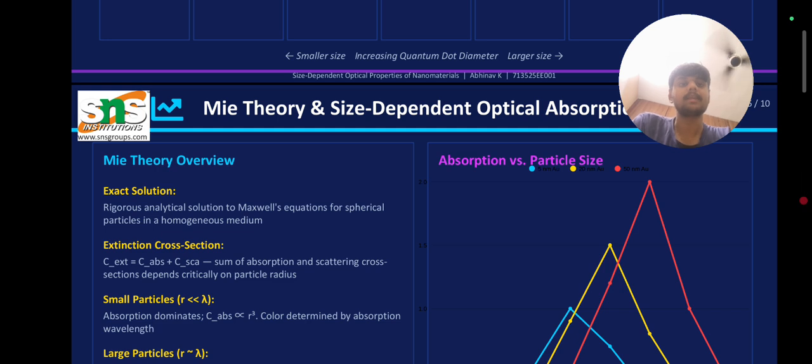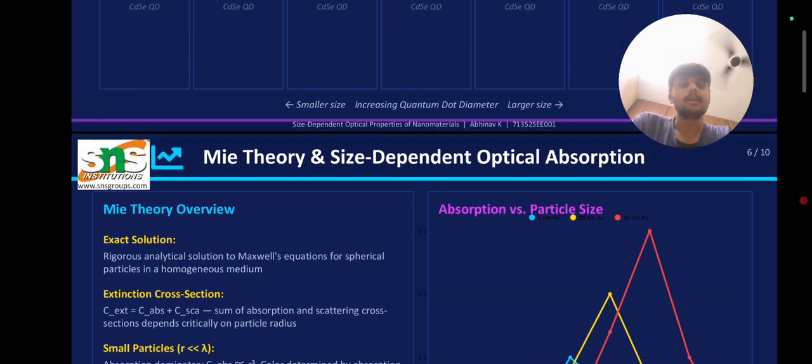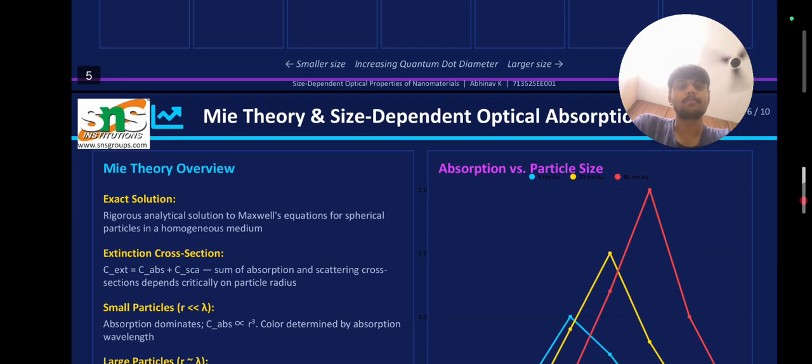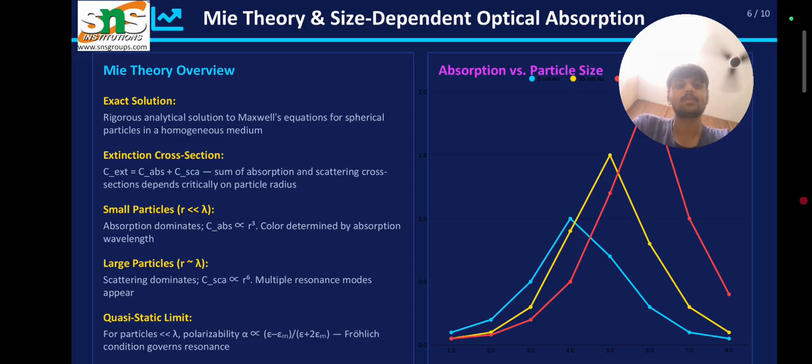Next, Mie theory and size dependent optical absorption. Mie theory overview. Exact solution: the rigorous analytical solution of Maxwell's equations for spherical particles in a homogeneous medium. Next, extinction cross section. C extinction equals C absorption plus C scattering, that is the sum of absorption and scattering cross section, which depends critically on the particle radius.